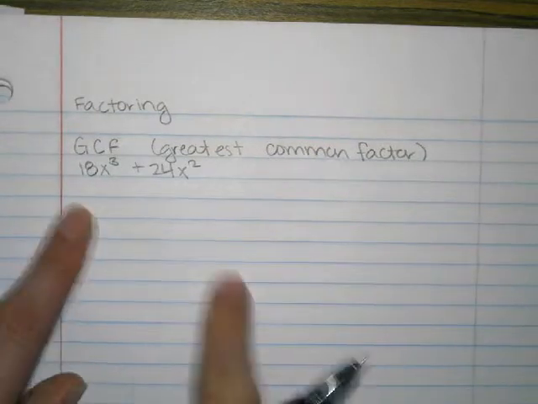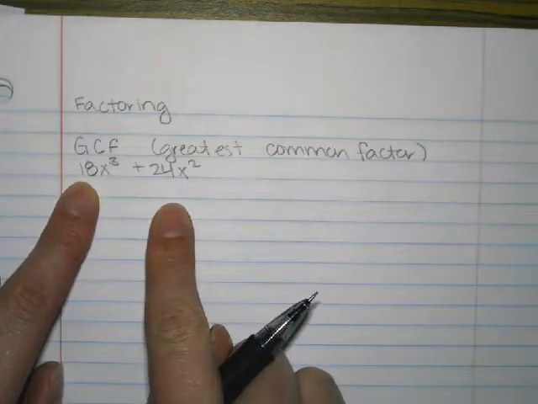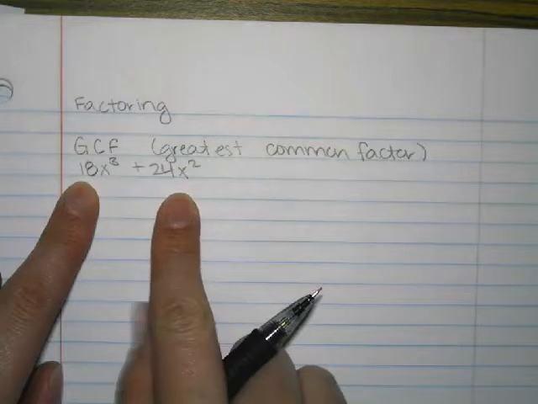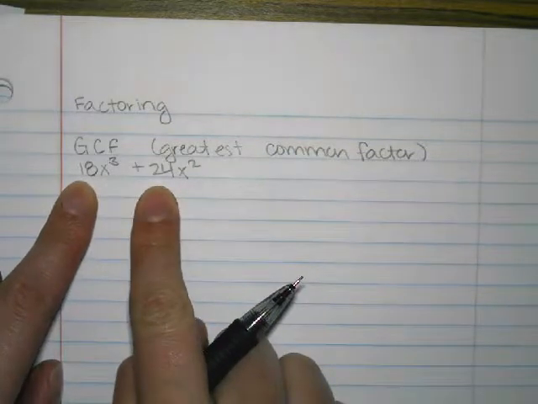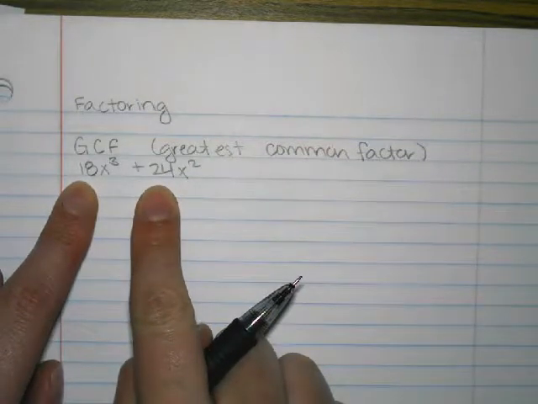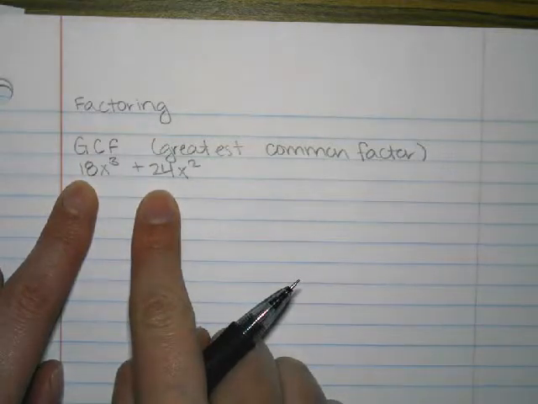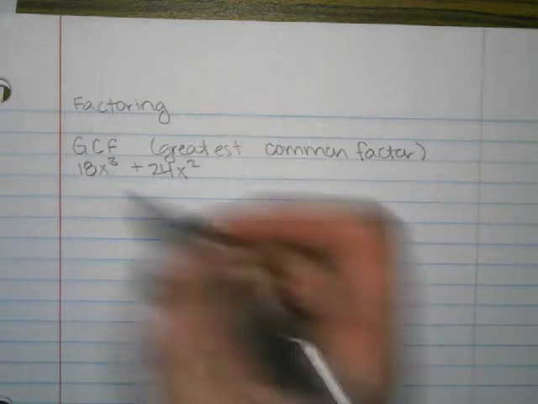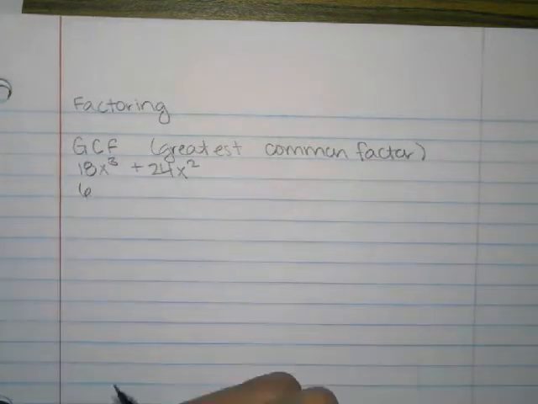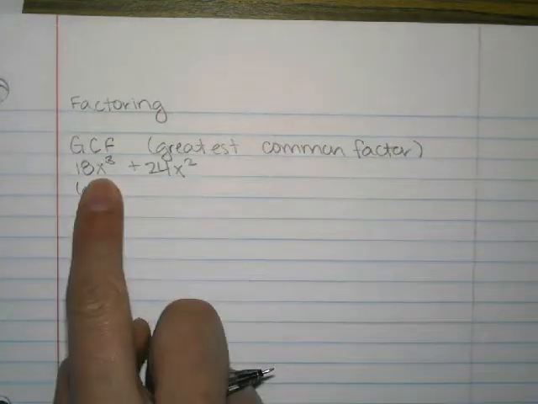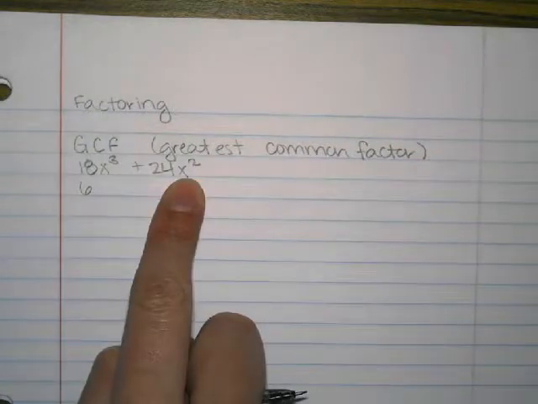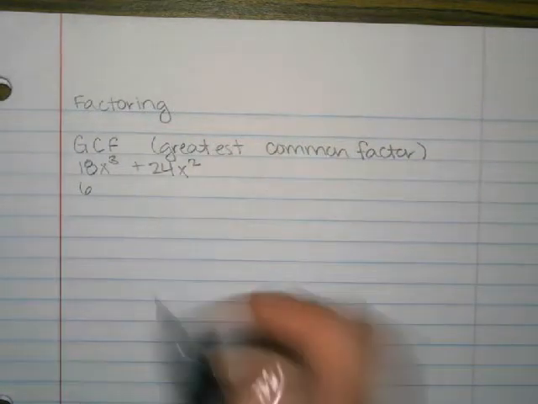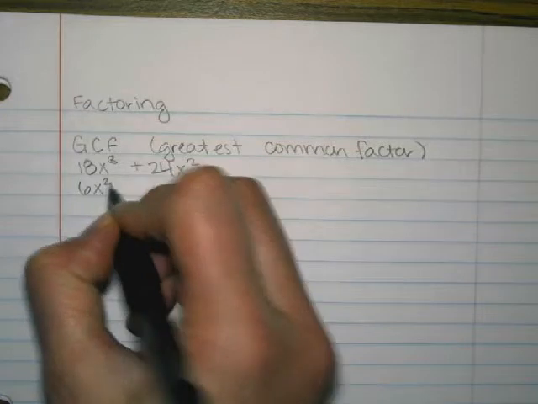So if I'm factoring 18x to the third plus 24x squared, the first thing I want to look for is to see what number is in common between 18 and 24, and I want the greatest number. So for instance, like 3 is in common, but it's not the biggest thing that's in common. So 6 would be the biggest number that's in common. And then between the x to the third and the x squared, you always take the smaller exponent. So x squared would be what's in common.